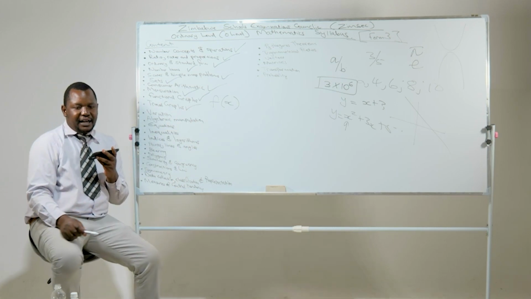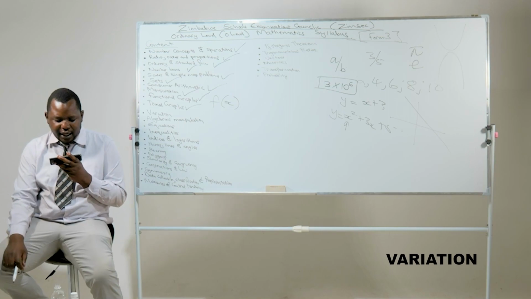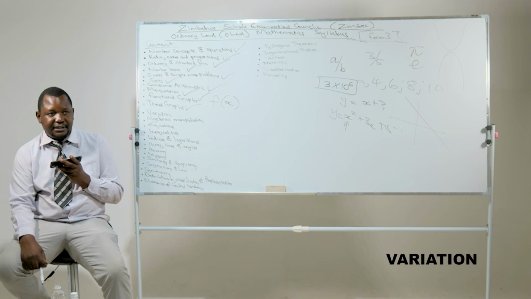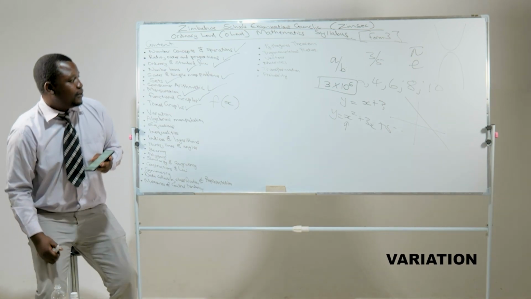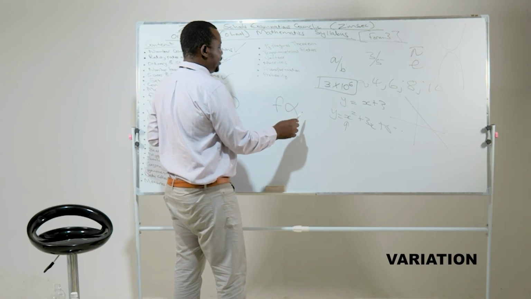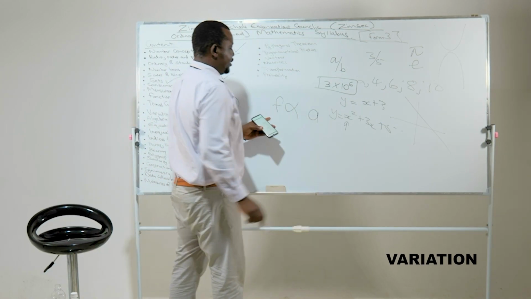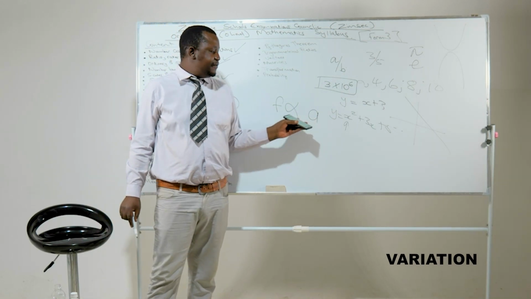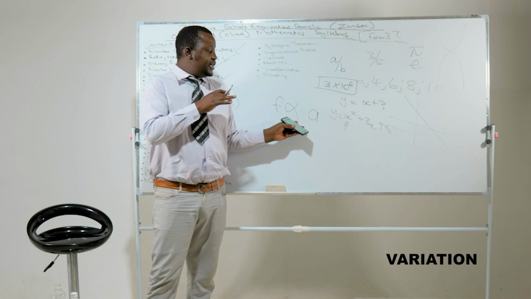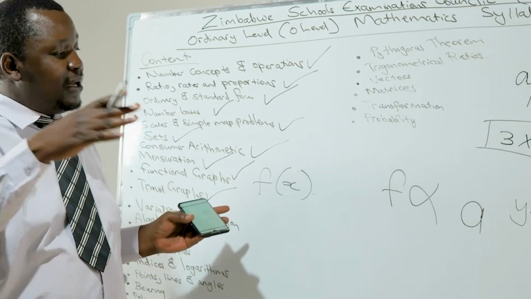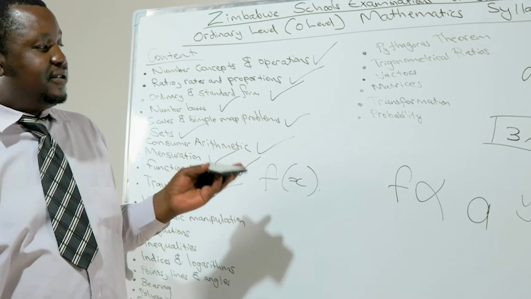Next concept, variation. Okay? The first objective, you need to express inverse variation in algebraic terms. Variation, if you still remember, F is proportional to A. This sign means F varies directly as A. Variation is a relationship between two quantities. When you increase one quantity, the other increases, and the reverse is also true.